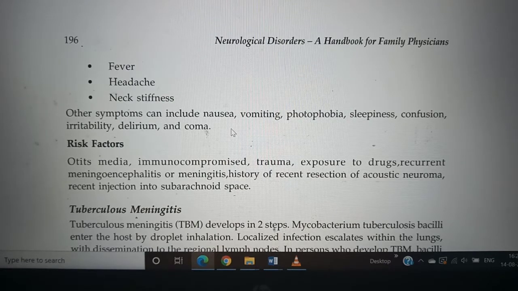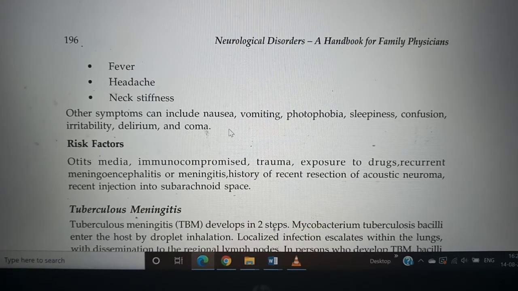What are the risk factors? Though we say the organism enters directly due to a trauma or through the bloodstream, there are certain conditions which are risk factors for this meningitis. So they are otitis media, that is middle ear infection. Then immunocompromised people, that is people who have reduced immunity. There are certain people like HIV patients, they have reduced immunity, and there are other groups of people as well who have reduced immunity. So those people are at high risk of getting meningitis.